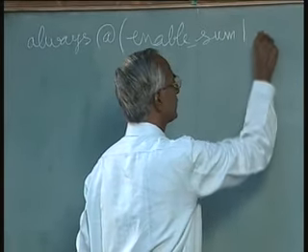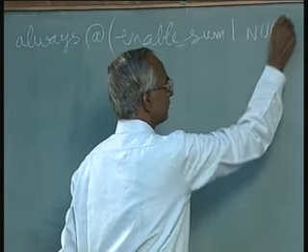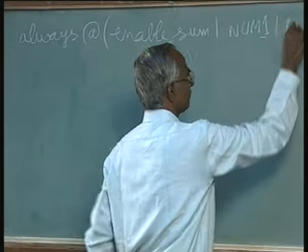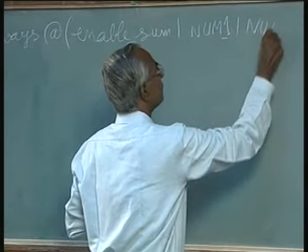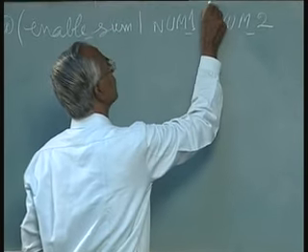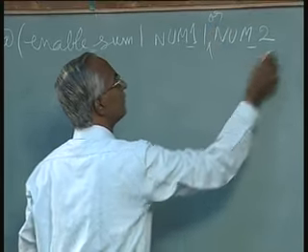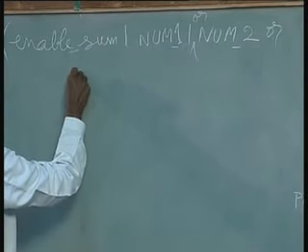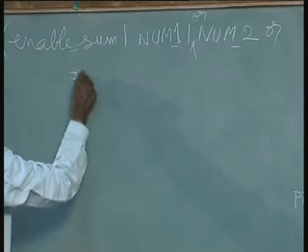Then the next one is number 1, and number underscore 2, then there is one R missing here, then finally preset value.